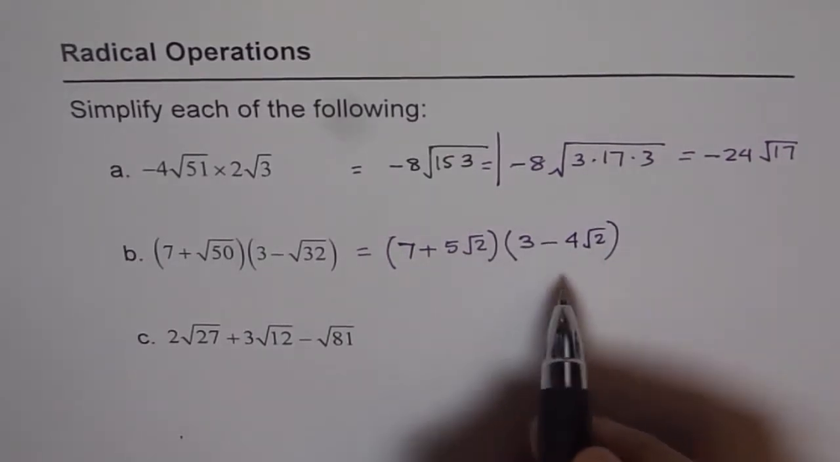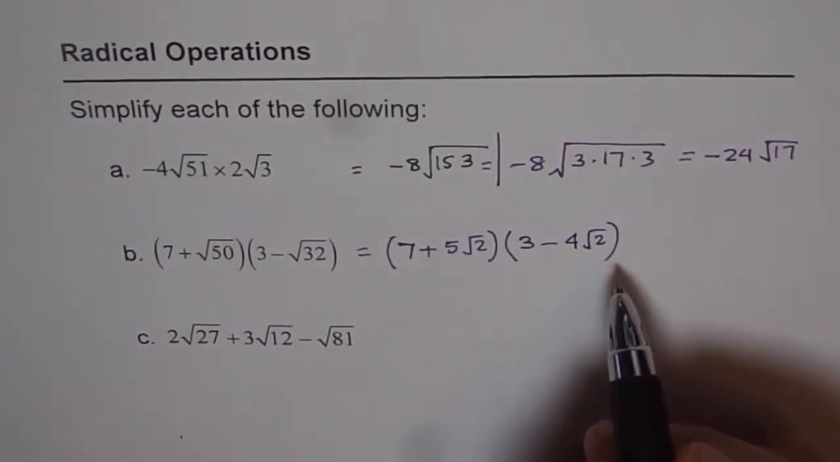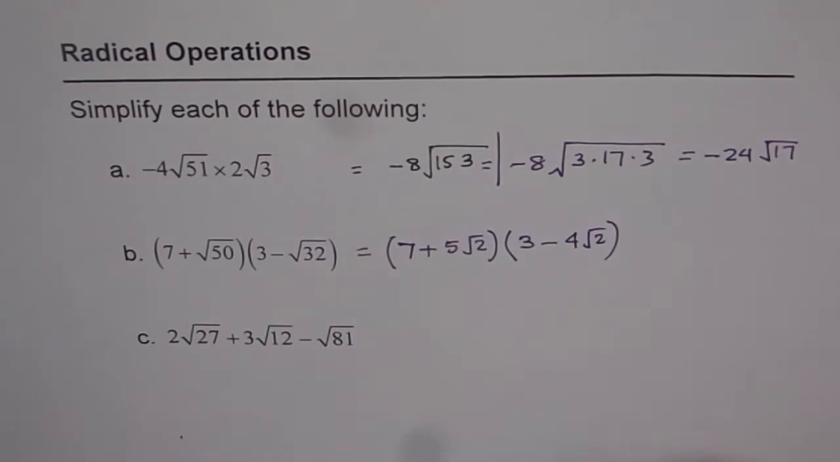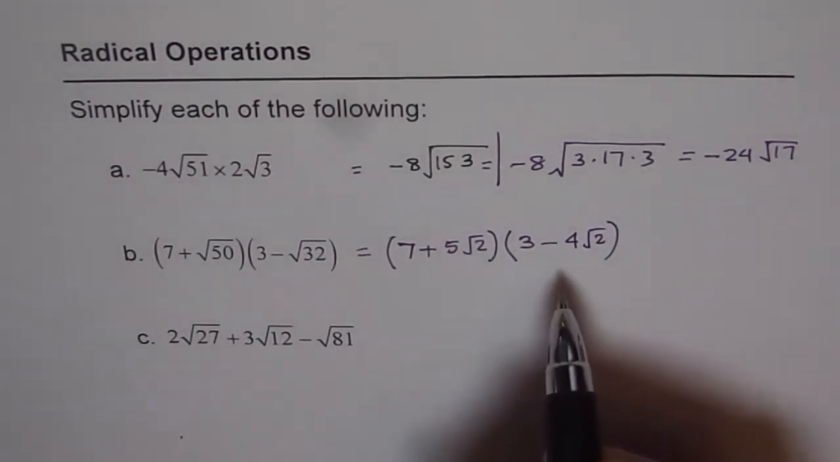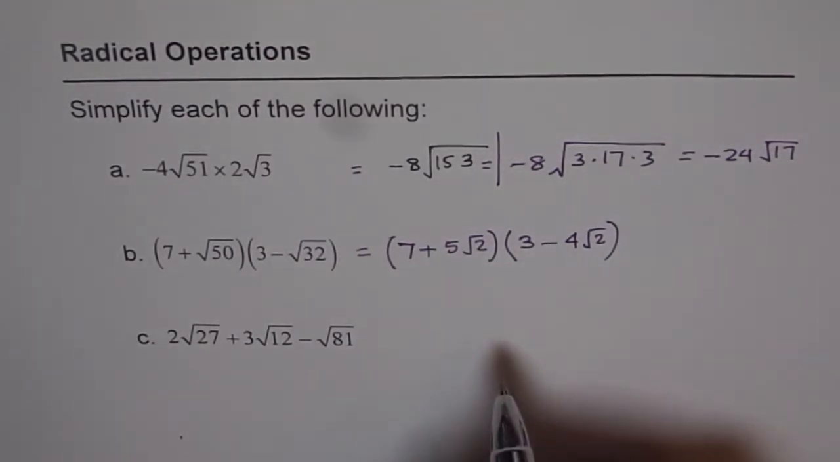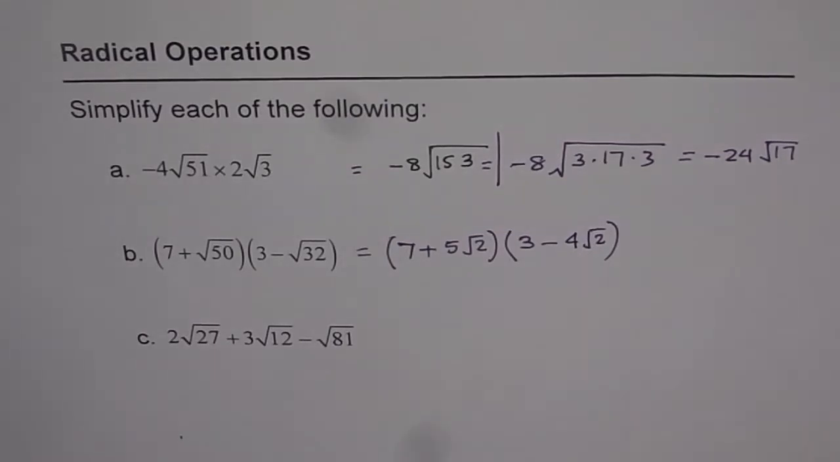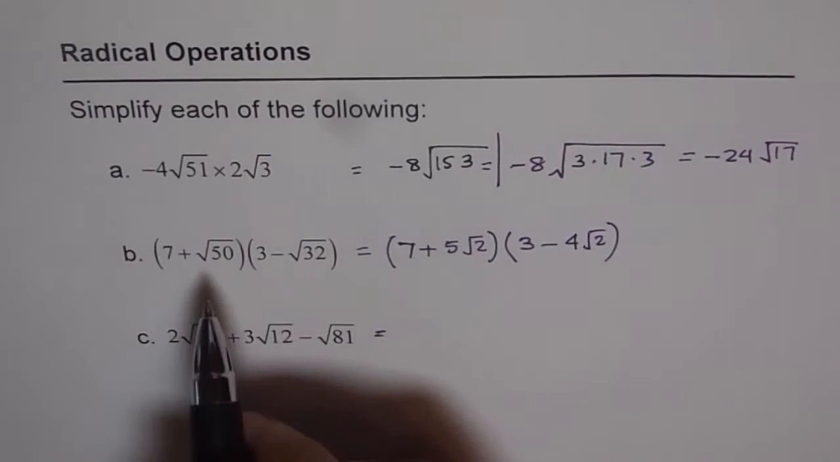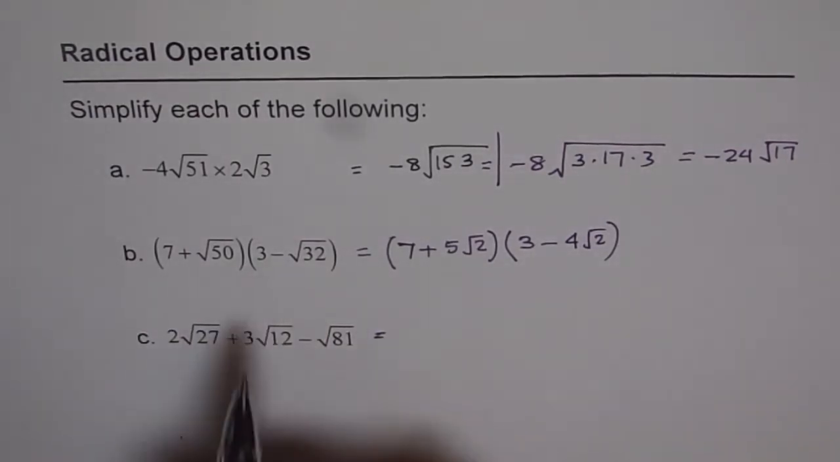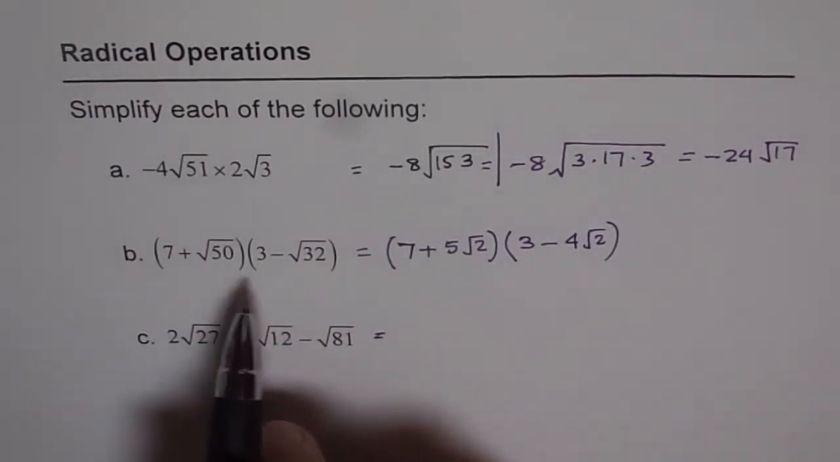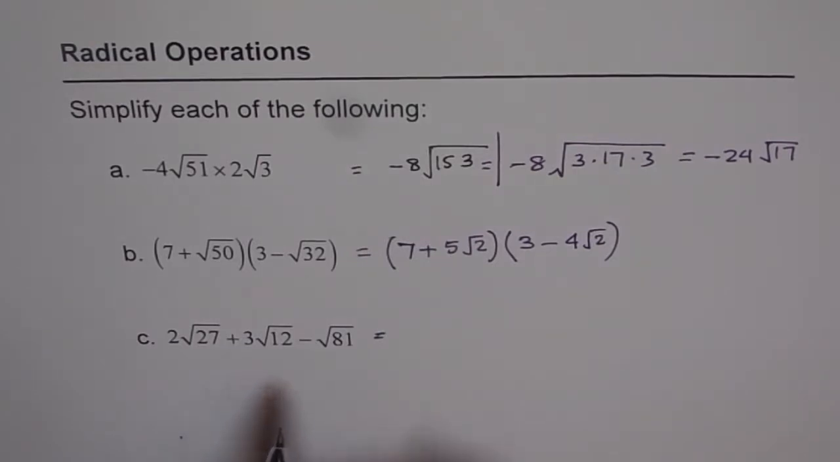Now if you do the distributive property, it'd be much simpler. And you know, square root 2 times square root 2 is 2. So you can get the answer quickly. That's the whole idea. So what I'm emphasizing is, when you're working with radicals, try to factor them rather than complicate them by multiplying first. Now again, we'll adopt the same method here.